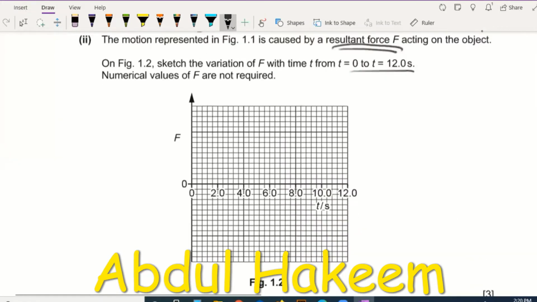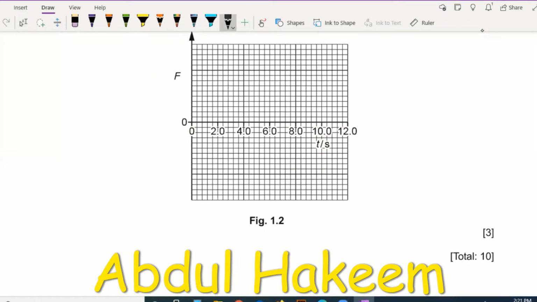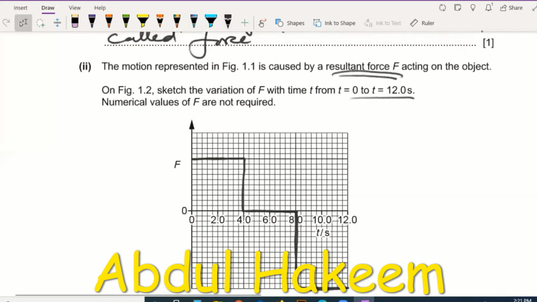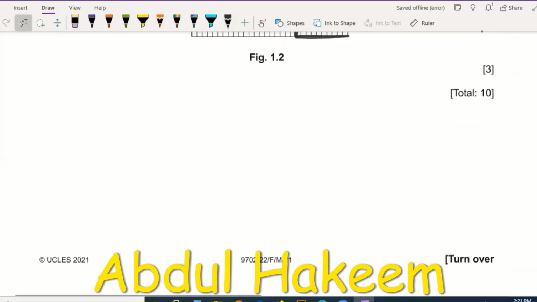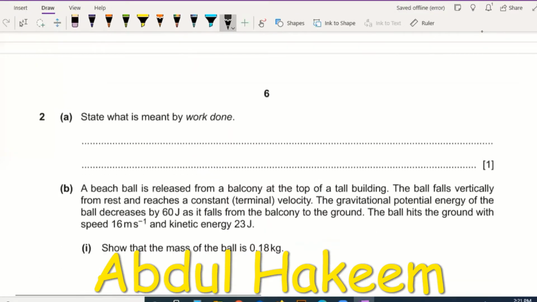So we will draw the graph here. In the first 4 seconds, the acceleration is constant, so the resultant force is constant. For 4 to 8 seconds, it is 0. Then from 8 to 12, it is negative, but greater than the previous positive acceleration. So the positive force is small and this negative force is large. So this is the graph. The vertical axis is force, and numerical values of F are not required. So this is question number 1, total marks 10. Now move to the next question.